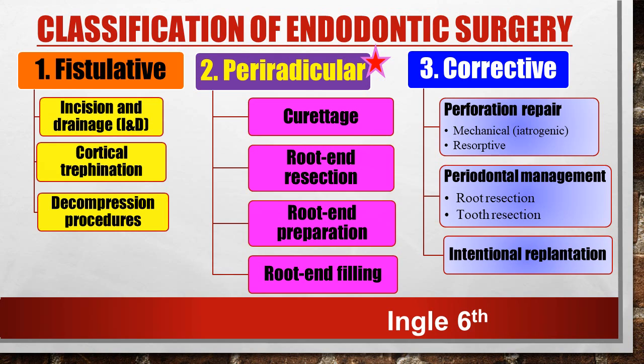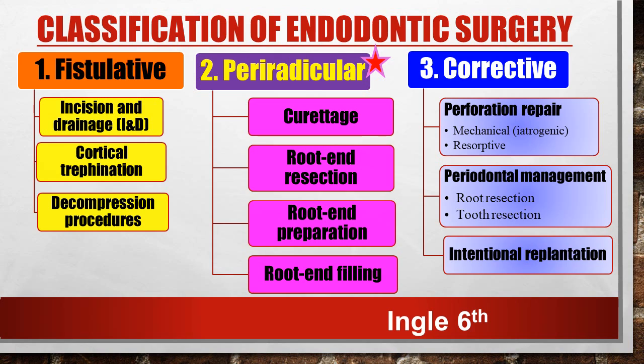Corrective surgeries can be done to repair your perforations. It can be done for periodontal management. That means you would like to resect your root. You want to do something like a hemisection or a bicuspidization, and even intentional replantation.